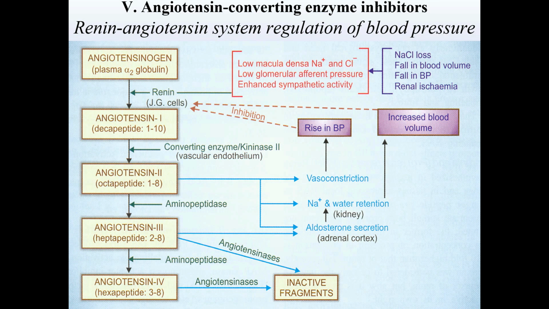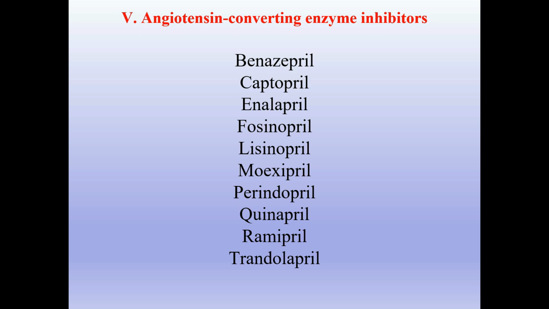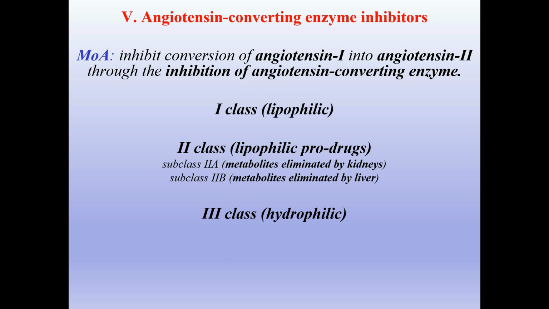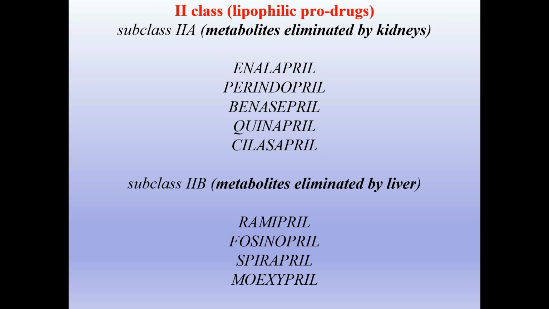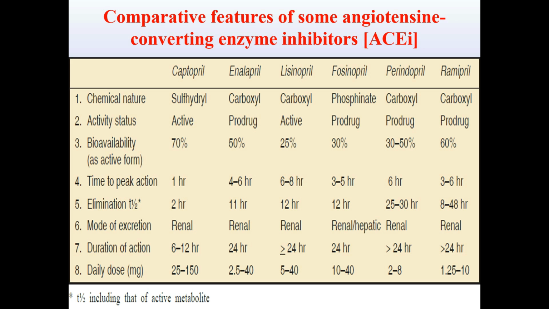The fifth group is angiotensin-converting enzyme inhibitors. Here you can see renin-angiotensin system regulation of blood pressure, the same slide you saw in the previous lecture. The drugs are benazepril, captopril, enalapril, fosinopril, lisinopril, moexipril, perindopril, quinapril, ramipril, trandolapril. The mechanism of action and classification we discussed in the previous lecture, and comparative features of some ACE inhibitors were also presented in the previous lecture.